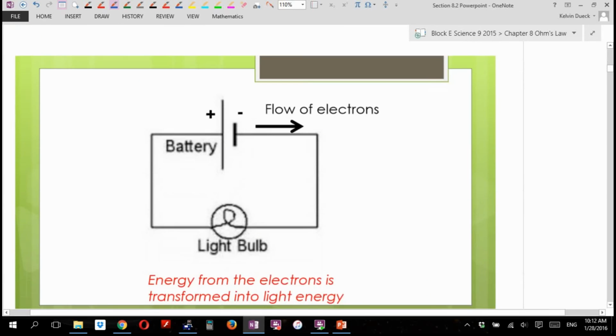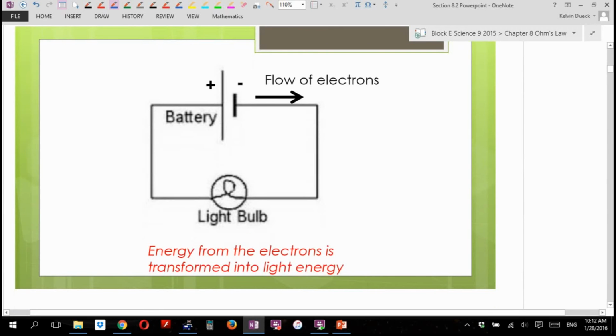So here's a picture of a circuit. In a standard circuit, the symbol for a battery or a cell is, and the longer line means positive. The shorter line means negative.